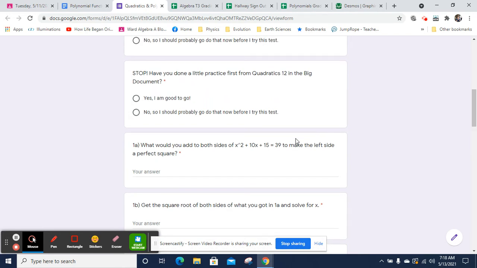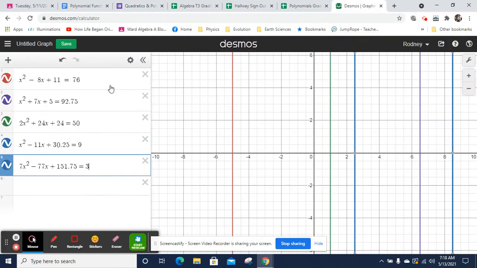But what you're going to need to do is figure out how to make this x squared plus 10x plus 15 into a perfect square so that later on you can factor it into its perfect square factored form and get the square root of both sides and come up with the two solutions. So I'm going to walk through a couple of examples that are similar to 1a and 3a. I'm going to start with this one right here.